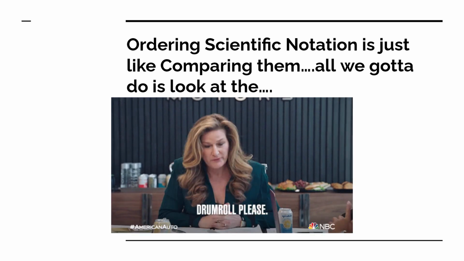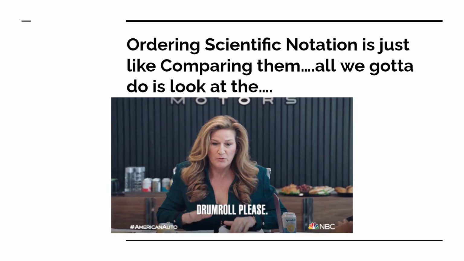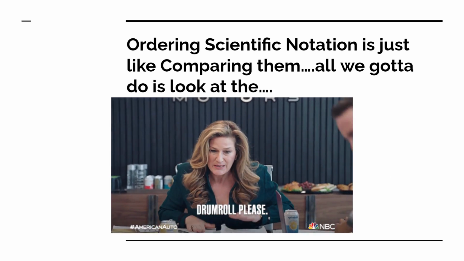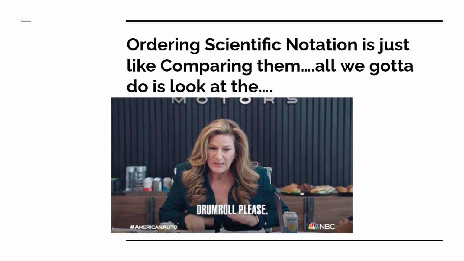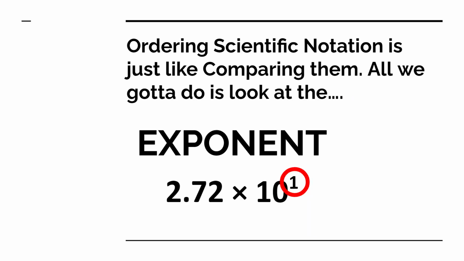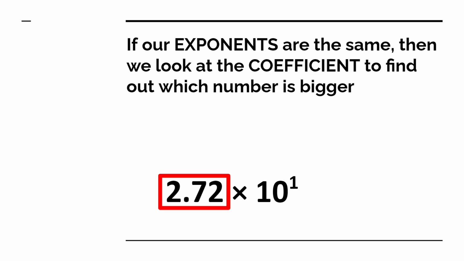When we're ordering numbers that are written in scientific notation, the only thing we have to do is the same thing we talked about when comparing them before. All we're looking at is the exponent. Looking at the exponent will tell me what number is bigger than the other. I don't even care about anything else. However, if my exponents are the same, then I'm looking at my coefficient. This number is called the coefficient.